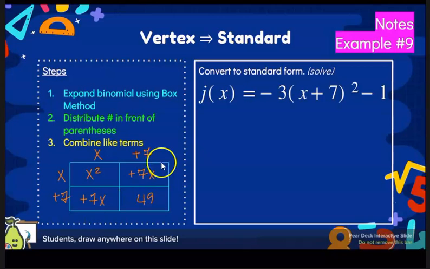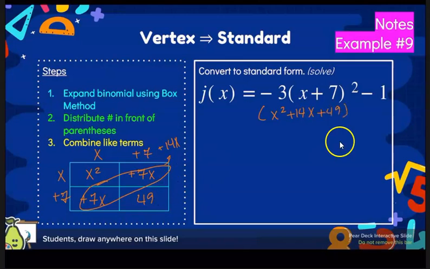At this point, don't forget, we always combine like terms for our diagonals. So this is going to give us 14x. In fact, it's going to give us positive 14x. So if we put it all as a single line, so it's not looking like a box, we're going to write x squared plus the 14x we combined like terms of, plus the 49. But that's not our answer. Notice we didn't do anything with this minus 3, nor did we do anything with that minus 1. So we're going to bring it down. Minus 1, minus 3, j of x.